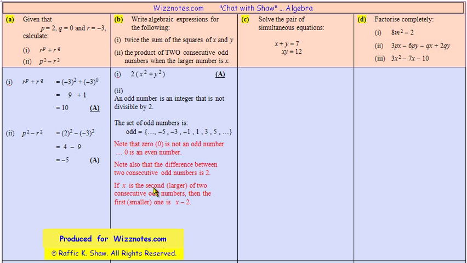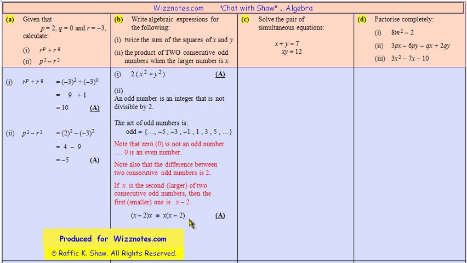And we say if x is the second, the larger of two consecutive odd numbers, then the first one, the smaller one, must be x minus 2, because the difference between odd numbers is 2, right? And based on that, the product of those two consecutive odd numbers, where the larger one is x, is going to be that (x minus 2), that's the smaller one, multiplied by x, which is the larger one, which is equivalent to x multiplied by (x minus 2). So that's the answer for that second part.